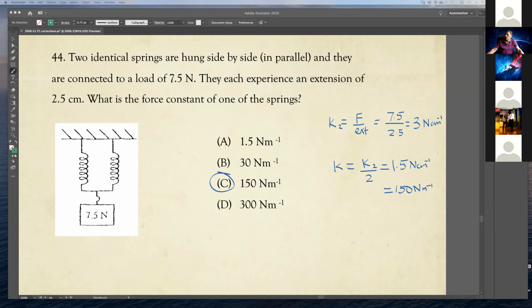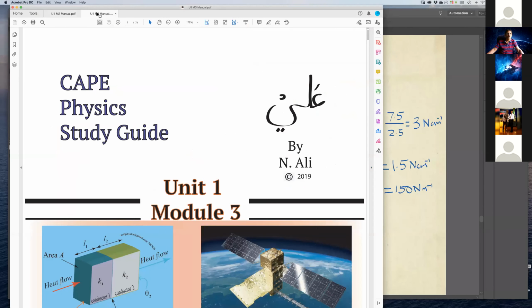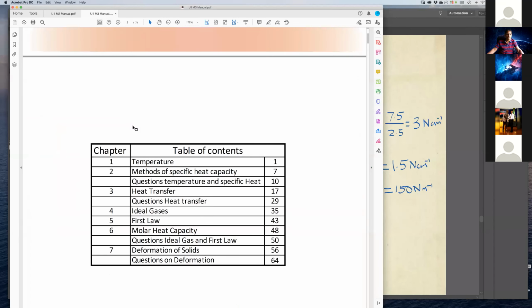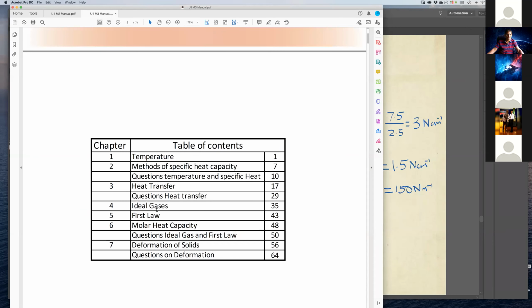Number 44. Take a look at that. You're okay with number 44? I just want to find the manual on elasticity, deformation of solids, page 56.